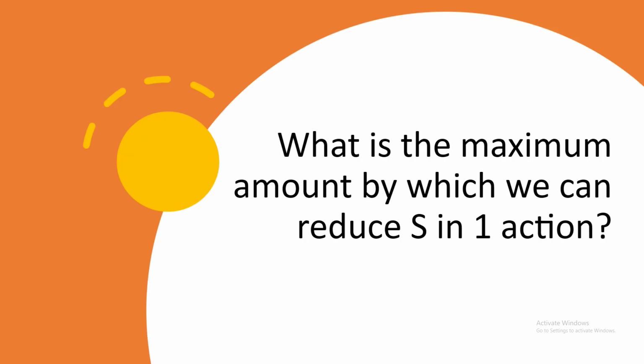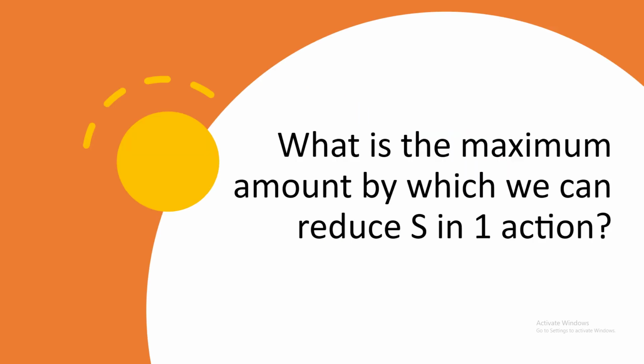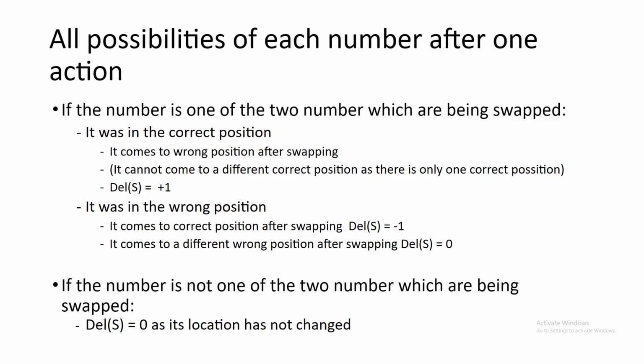We have to find something, right? So to solve this question, the thing you need is the maximum amount by which we can reduce S in one action. So what can be the maximum value of delta S ever? To find this, we have to consider all the possible things that can happen to a number when we do an action.